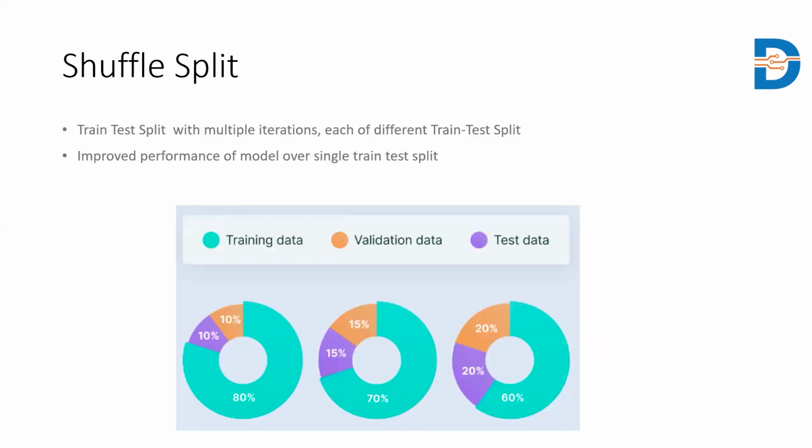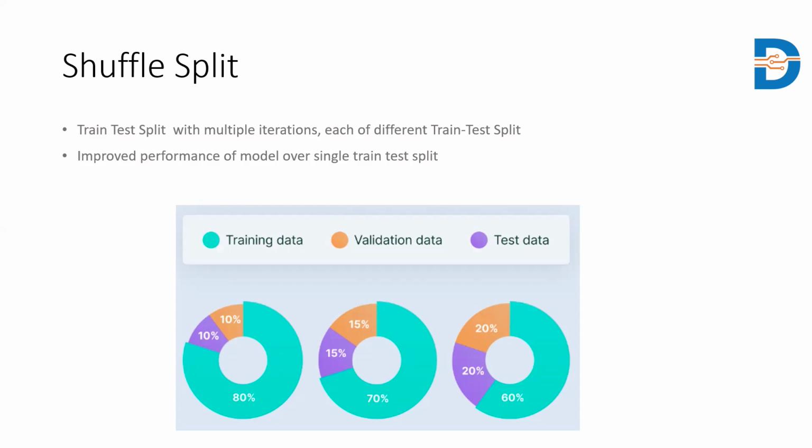Now, an improvised technique over holdout validation or the conventional train test split is shuffle split. The shuffle split method of cross-validation is the train test split done over multiple iterations, each time on a different train test split ratio or train validate test split ratio on the entire data. And the performance of the model is averaged over each of these iterations. This method provides an improved performance of the model over a single train test split.